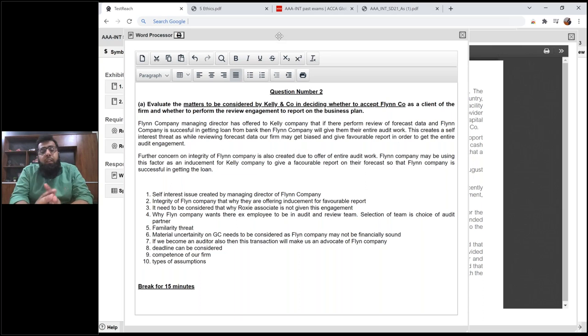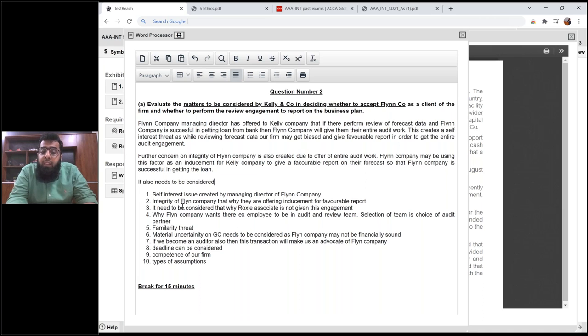while accepting the Flynn Company engagement. Now in the data, the managing director gave us an offer which is creating a self-interest threat. Then we discussed that it also creates a concern on their integrity. We highlighted these points already. It also needs to be considered.